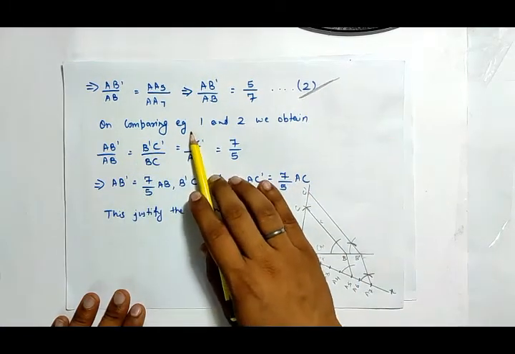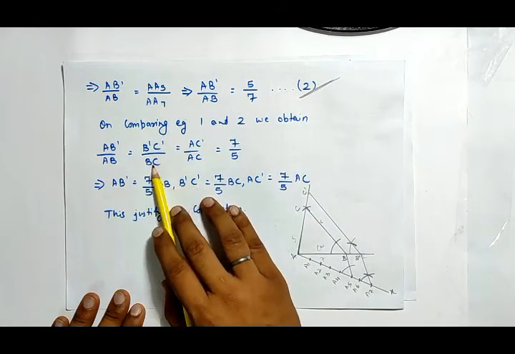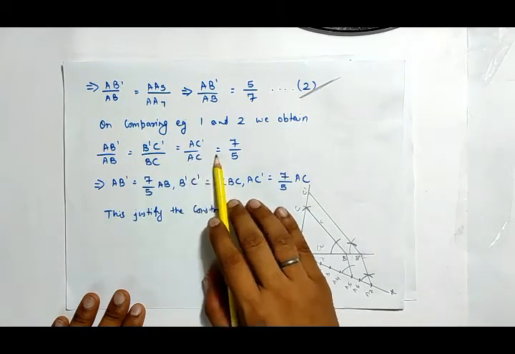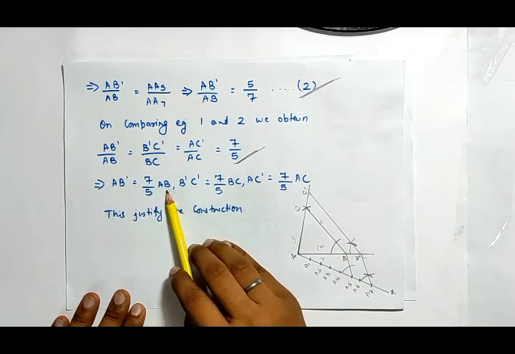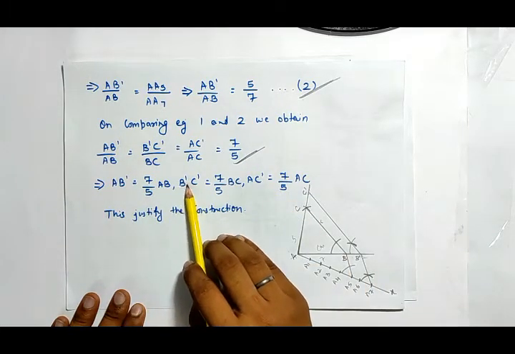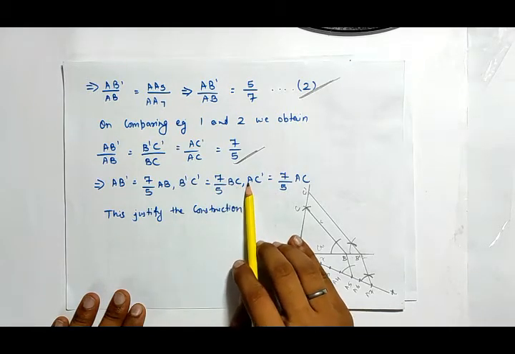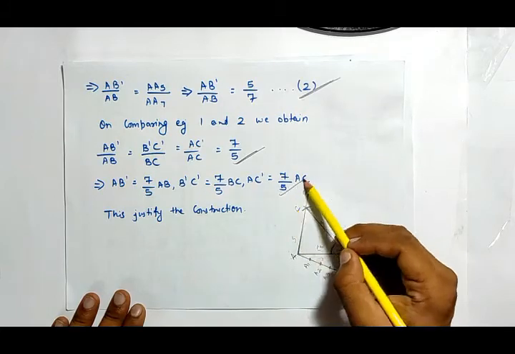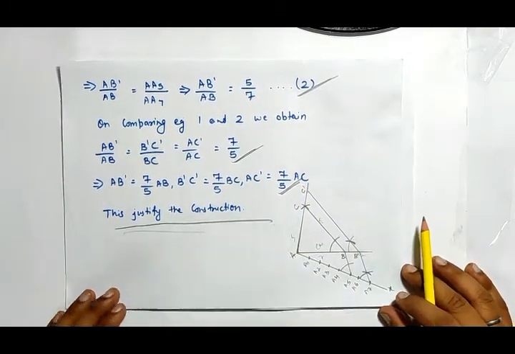On comparing equation 1 and 2, we obtain AB dash upon AB is equal to B dash C dash upon BC is equal to AC dash upon AC is equal to 7 upon 5. So AB dash is equal to 7 upon 5 AB, B dash C dash is equal to 7 upon 5 BC, AC dash is equal to 7 upon 5 AC. This justifies the construction. So here is the diagram for question number 3.